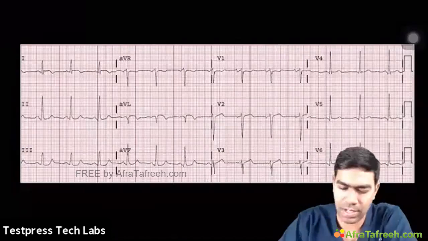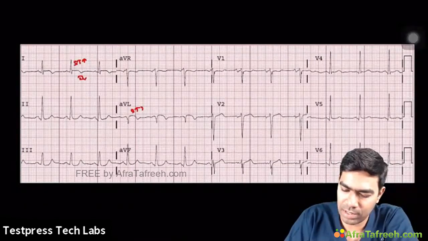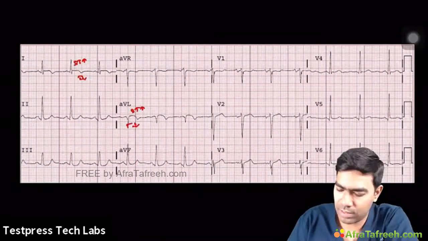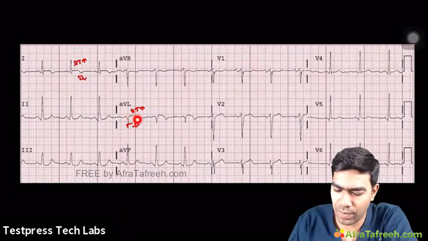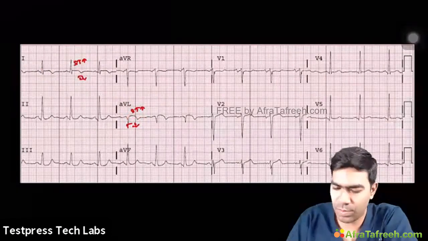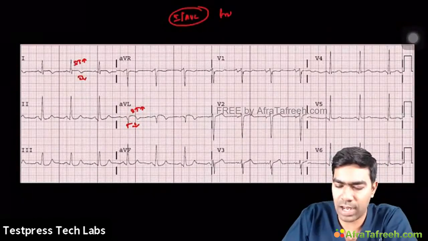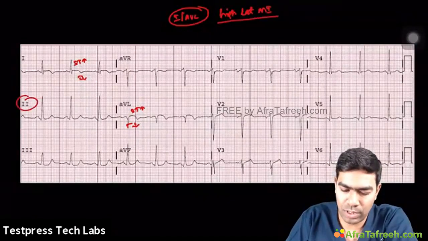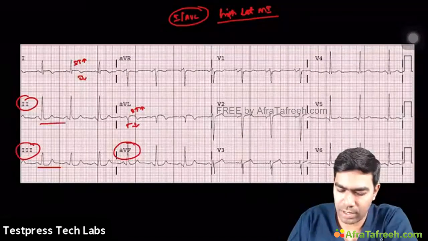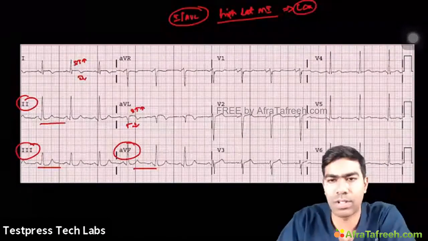But there is some ST elevation and T wave inversion happening in 1 and AVL. And here there is a Q wave, ST elevation and T wave inversion in AVL. So which means you have only 1 and AVL involvement. There's no other involvement, which is still a high lateral MI. But the beauty here is, if you see 2, 3 and AVF, they are isoelectric. If 2, 3, AVF are isoelectric, then it must be circumflex involvement mostly.